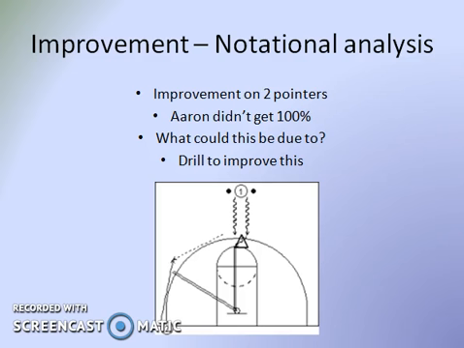His improvement for his notational analysis: improvement on 2-pointers. Aaron didn't get 100%. What could this be due to, and what drills could improve this? Aaron is used to shooting 3-pointers as he's a point guard. This could be because his technique is different, and to shoot 2-pointers, he needs to be able to shoot quickly.